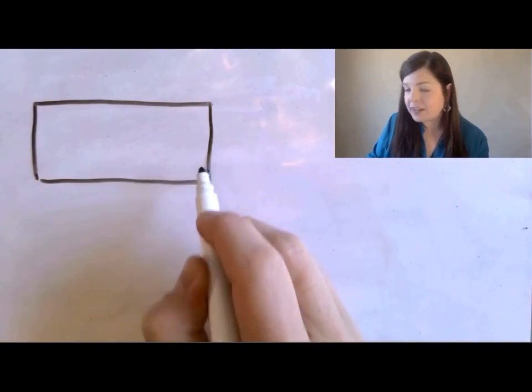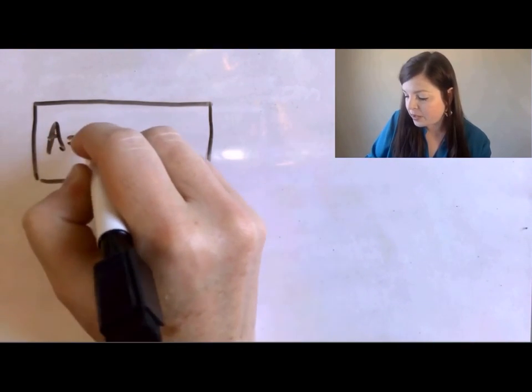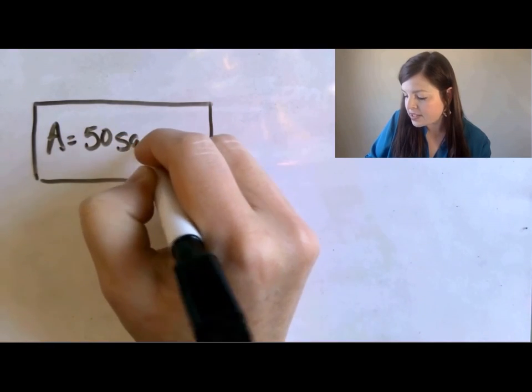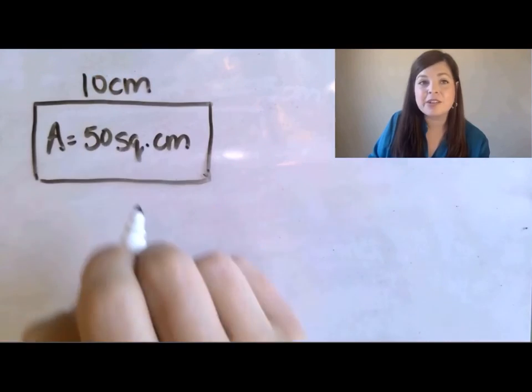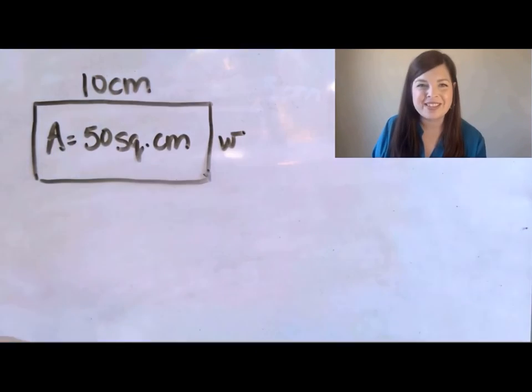And the area of this rectangle equals 50 square centimeters. The length of the rectangle is 10 centimeters, and we don't know the width. How might we find the width of this rectangle? Pause the video to talk out your thinking.